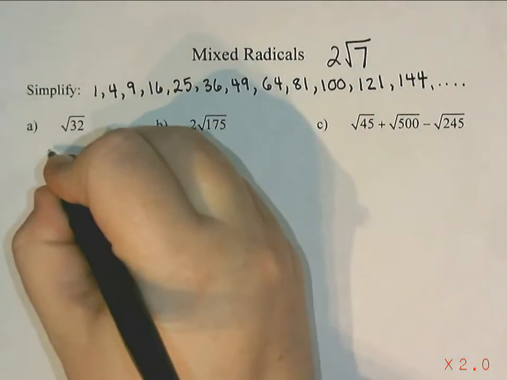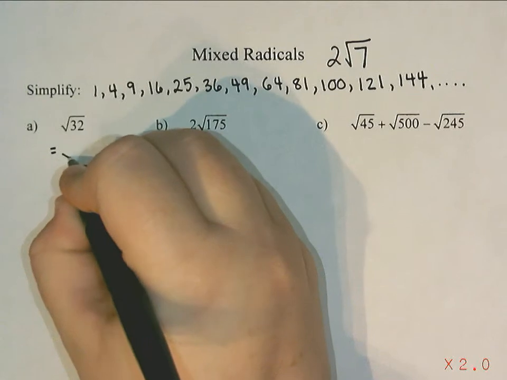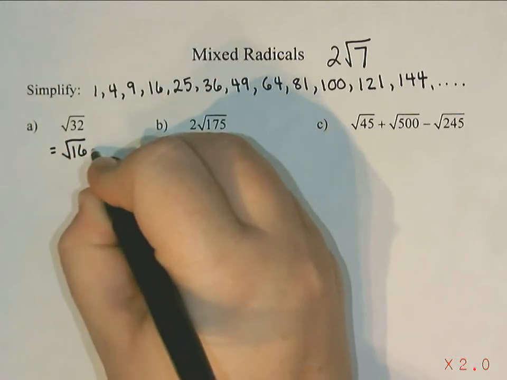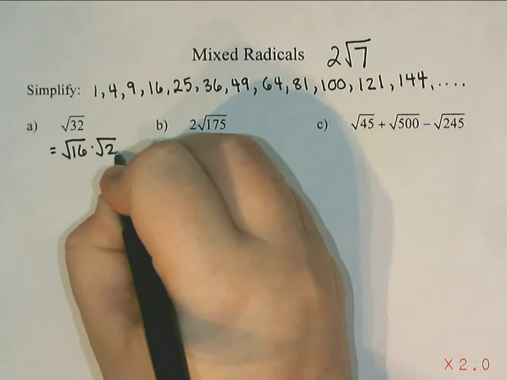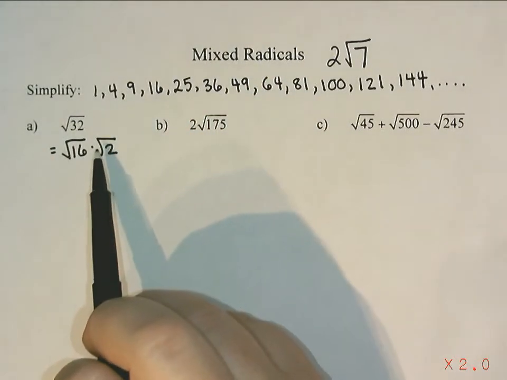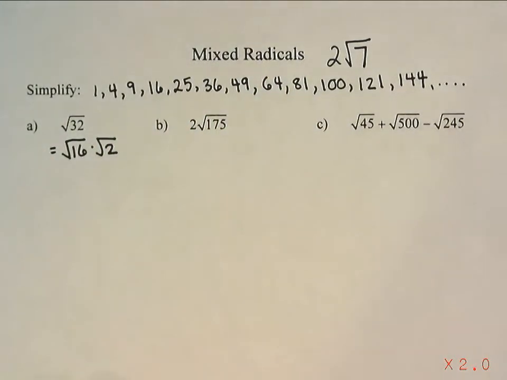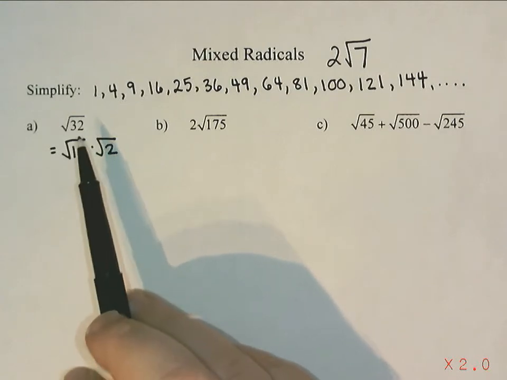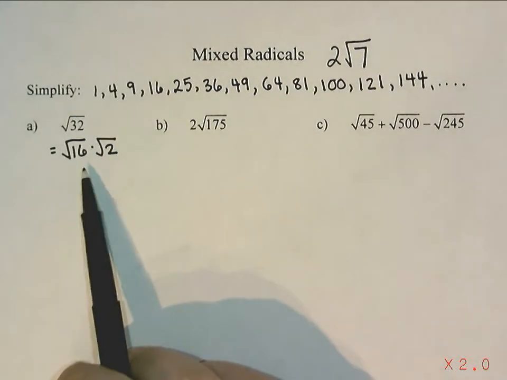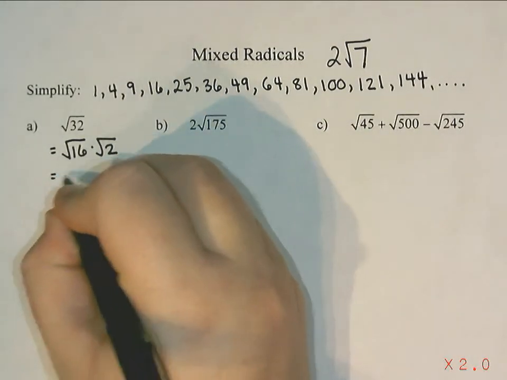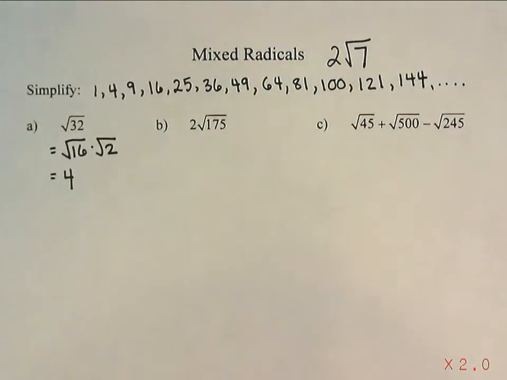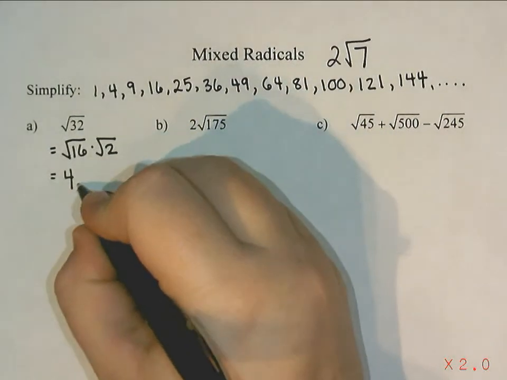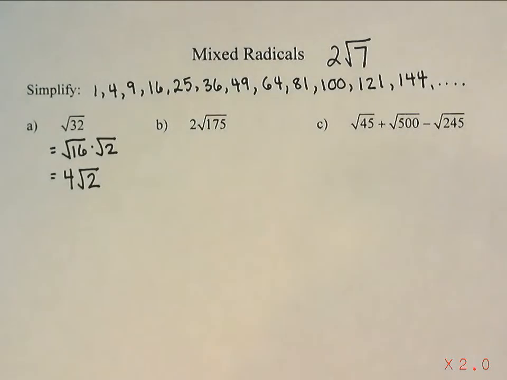So 32 I can write is the same thing as the square root of 16 times the square root of 2. I used a little dot there for multiplication. You can use a dot, you can use your multiplication sign, or you can use brackets. So once I found a perfect square, I write down what I need to multiply it by to get 32, and then I'm going to work out anything that works out nicely here. So the square root of 16 is actually 4, and then the square root of 2 is not a very nice number, it's a long decimal, so I'm going to leave it as 4 root 2.